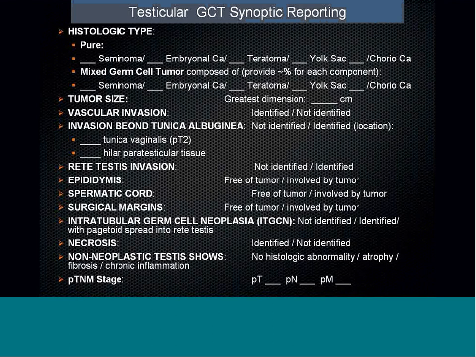Although CAP recommendations are pretty clear about what to report, how to report is still left to the pathologist. What we do at our institute is use synoptic reporting on all oncological specimens. So this is the one we use for testicular germ cell tumor. Again, histological type is first. You have to say if it's a pure or a mixed germ cell tumor, and if it's a mixed germ cell tumor, you have to state the percentage of the components.